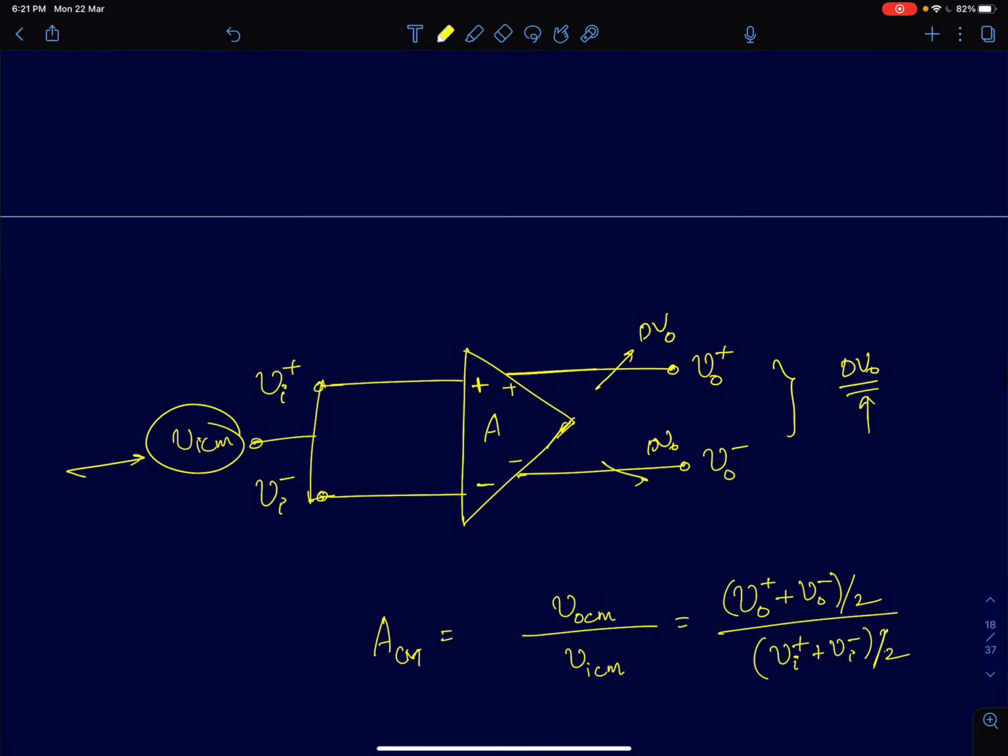So here the first response is ACM, which is called the common mode gain. We are seeing how well the output responds to a common mode input. So it is VOCM, which is the average of the output signals, VO plus plus VO minus by 2, divided by VICM, which is the average of the two inputs. Here both the inputs are VICM, so the average is also VICM. So this is your common mode gain of a differential amplifier.